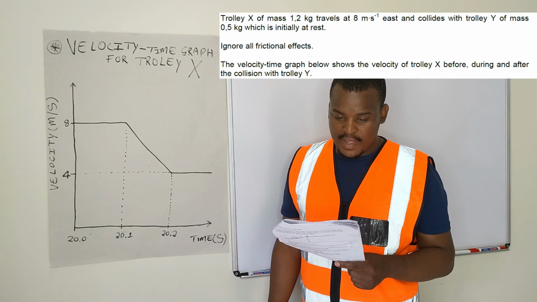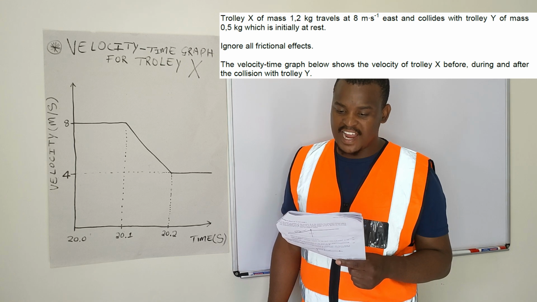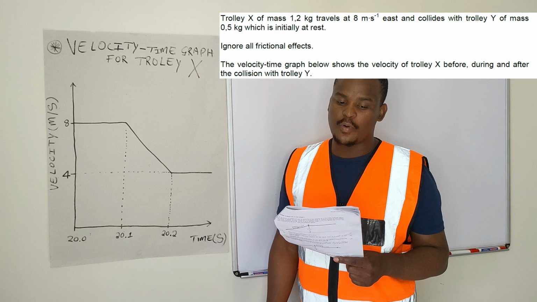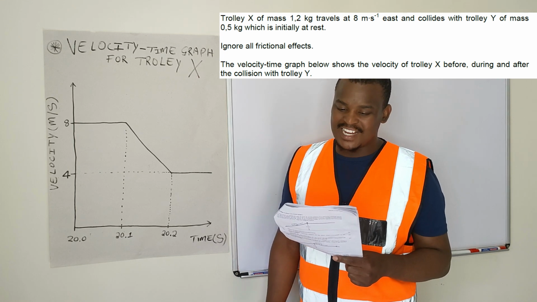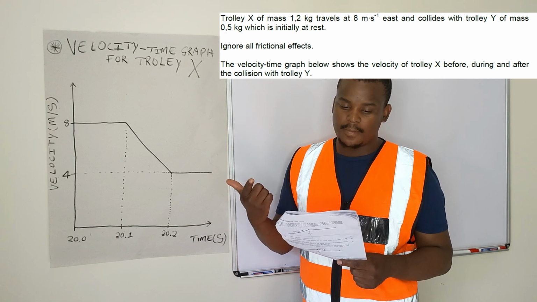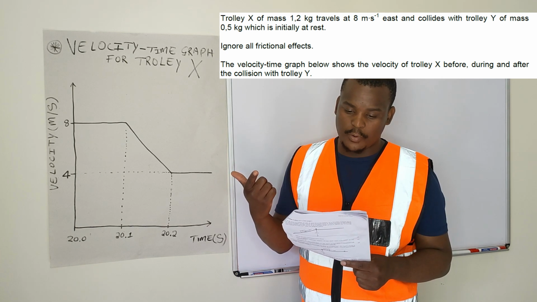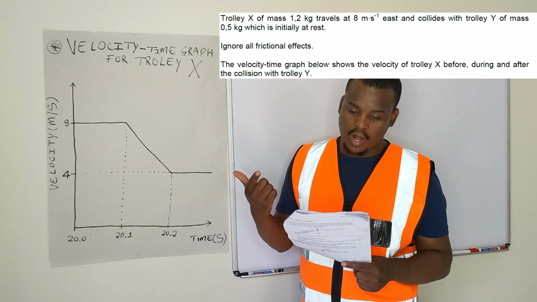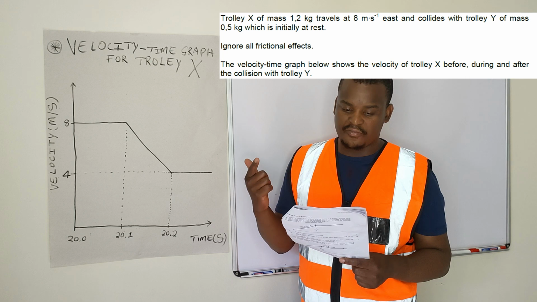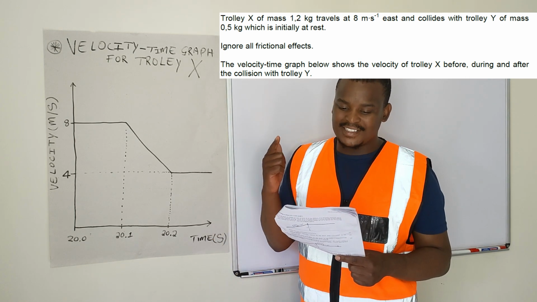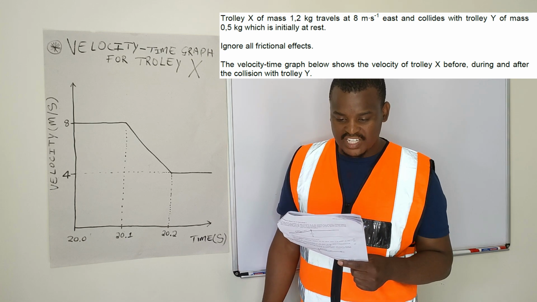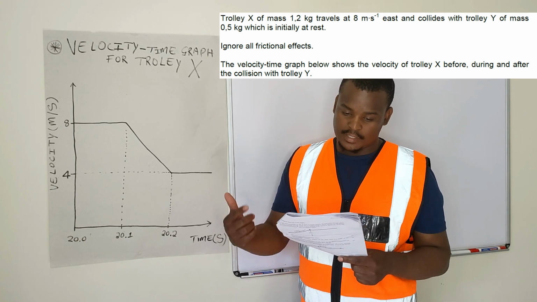Trolley X of mass 1.2 kg travels at 8 meters per second east and collides with trolley Y of mass 0.5 kg, which is initially at rest. So you have two trolleys, trolley X and trolley Y. Trolley X has a mass of 1.2 kg and is traveling at 8 meters per second eastwards, and trolley Y has a mass of half a kilogram and is at rest initially. Ignore all frictional effects. Let's continue.